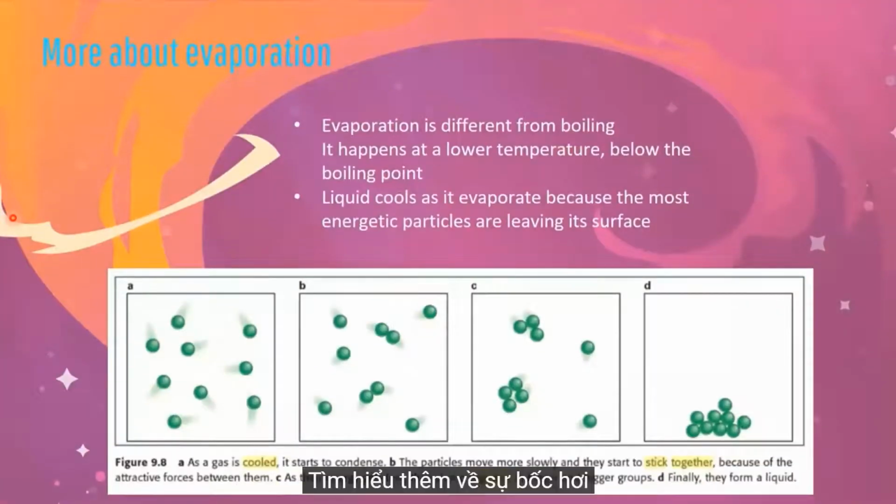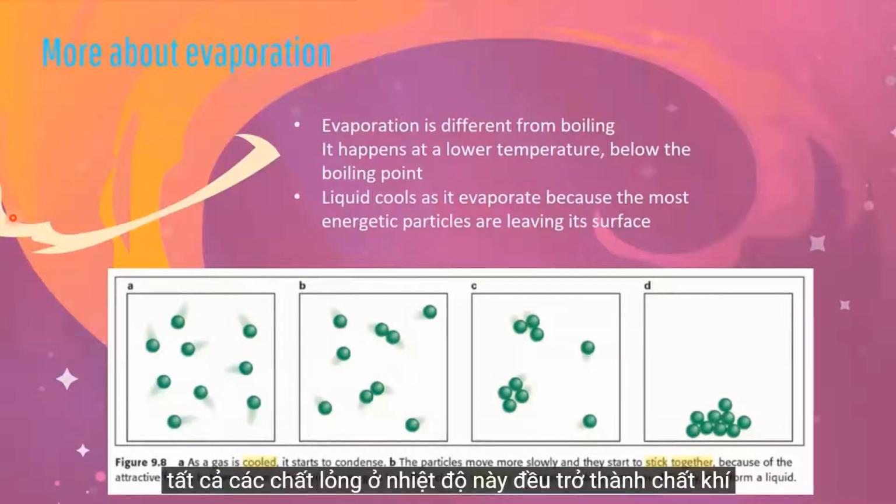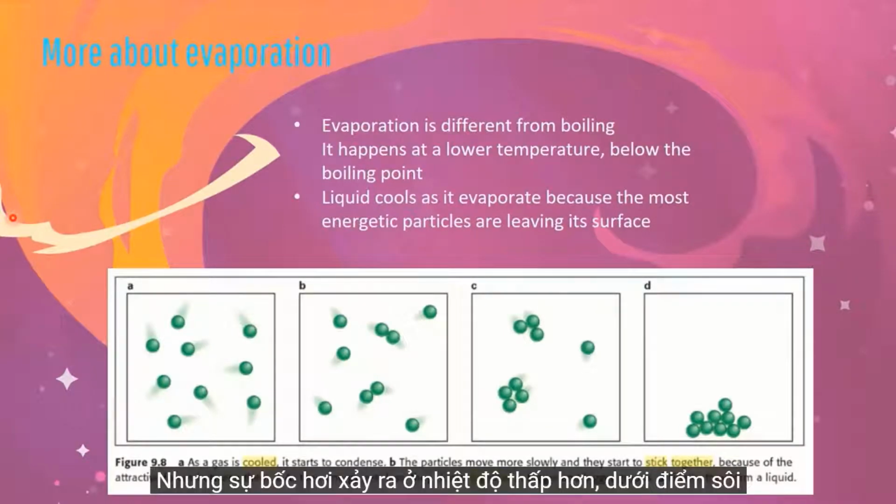More about evaporation. Evaporation is different from boiling. A liquid boils at its boiling point. All of the liquid reaches this temperature and it gradually turns into gas. But evaporation happens at a lower temperature, below the boiling point.